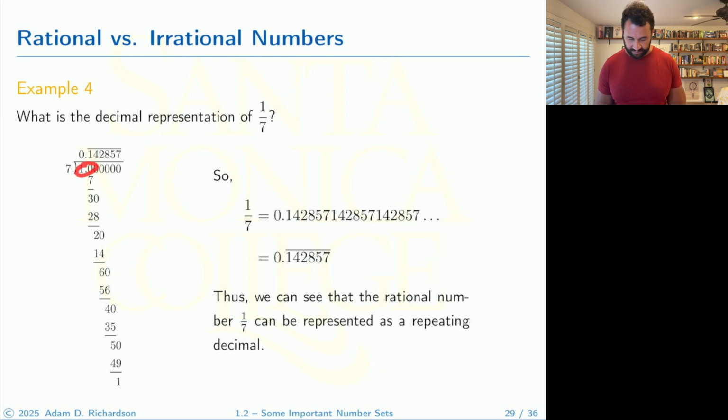And then you treat this as like a 10. How many times does 7 go into 10? It goes in there one time. And then you do 10 minus 7, you get 3. Bring down the 0, and then you repeat the algorithm. That's the division algorithm. How many times does 7 go into 30? It goes in there 4. So I put a 4 here. 4 times 7 is 28. I subtract. I get 2, bring down the 0, repeat the algorithm, and so on.